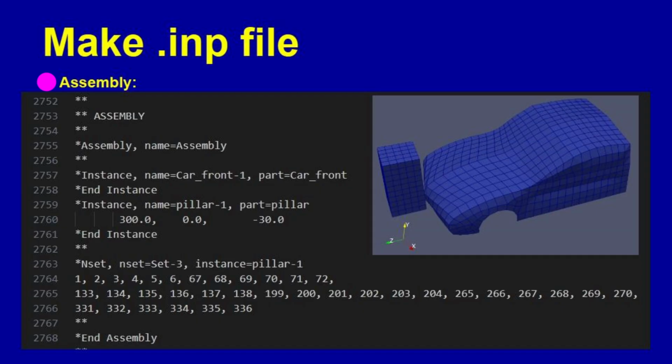Here is the setting of the assembly. Move the pillar so that the offset collision occurs. Make a set of nodes for the pillar's fixed boundary condition.